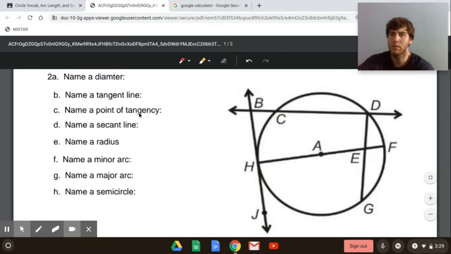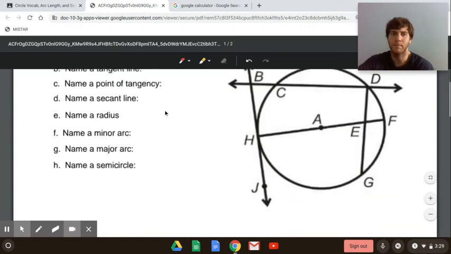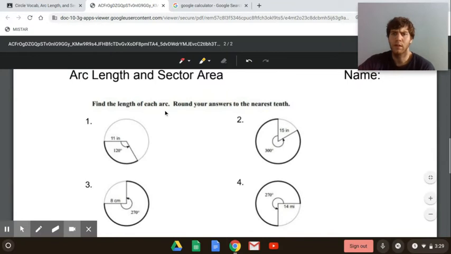And the point of tangency is the point where it touches the circle, so that would be H. And then your secant line would be CD, or BD, however you want to name it. Okay, so the secant line intersects the circle at 2 points, the tangent line intersects at 1 point, and the point where it intersects is called the point of tangency. All right. So that's the first part, the circle vocabulary.